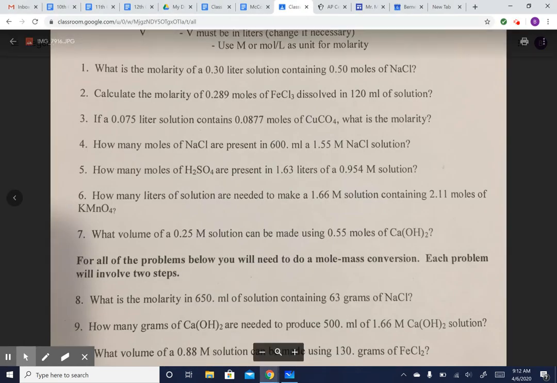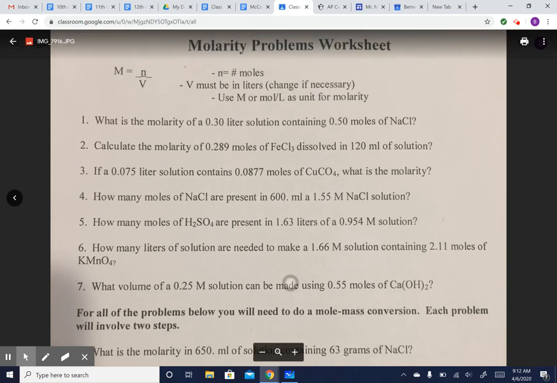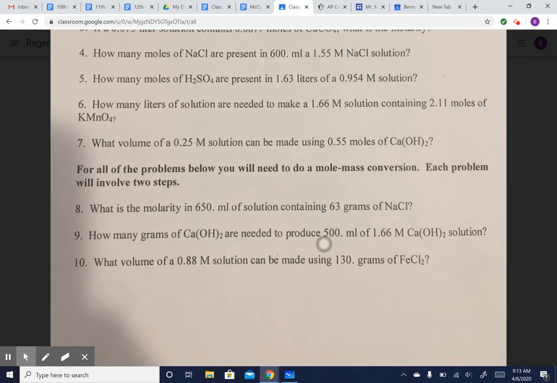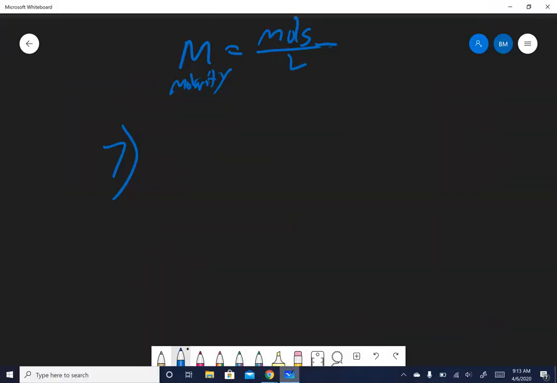All right, what do we got for 7? What volume of 0.25 molar solution can be made using 0.55 moles of CaOH2? They give us moles, they give us molarity, they want to know volume, which is liters, right? In this molarity equation, volume is liters, it must be in liters. Okay, so here we go. They give us 0.25 for the molarity, and our moles is 0.55 moles. Again, we want to know liters, which is volume. So X goes there.